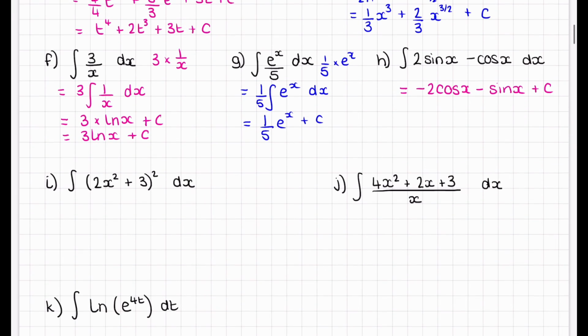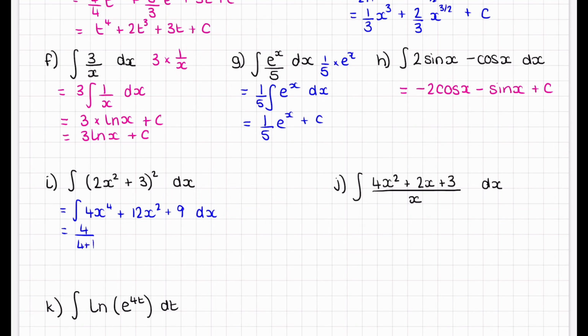I, the integral of 2x squared plus 3 all squared dx. Easiest way with something like this, personally, I think is actually just to expand the brackets, which would give us the integral of 4x to the power of 4 plus 12x squared plus 9 dx. And then we can just easily do the integral of this.